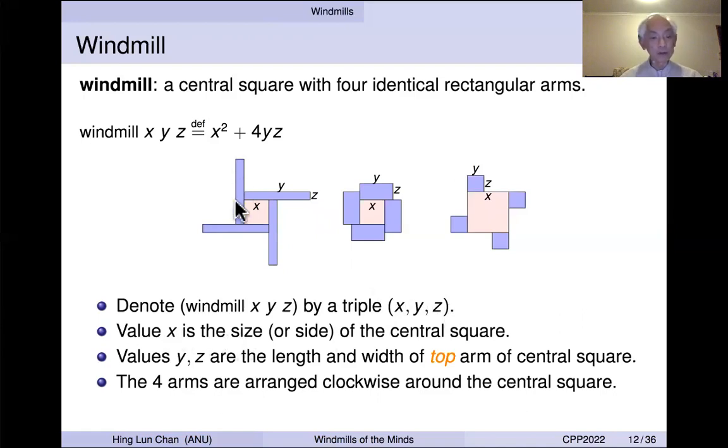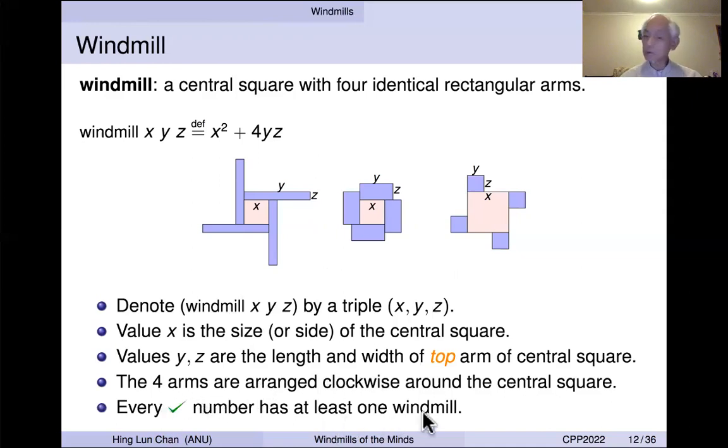The value x is the size of the central square, y and z are the horizontal and vertical of the top arm, right? The one on top of the central square. And the 4 arms are arranged in a clockwise manner around the central square. And as we have seen, every tick number has at least 1 windmill, maybe more.